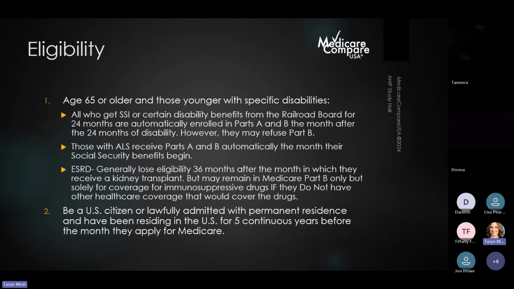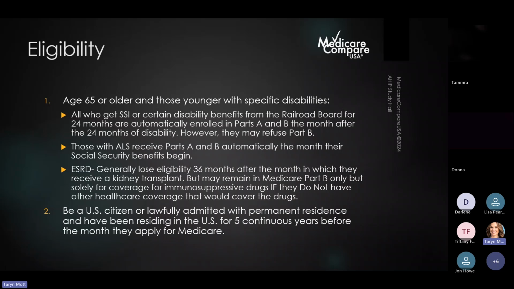ESRD, end-stage renal disease, generally lose eligibility 36 months after the month in which they receive a kidney transplant. But they may remain in Medicare Part B only, solely for coverage of the immunosuppressive drugs, if they do not have other healthcare coverage that would cover the drugs. So I found that to be a little bit new information. I don't know if it's new necessarily, but it's never been pointed out in AHIP like this.